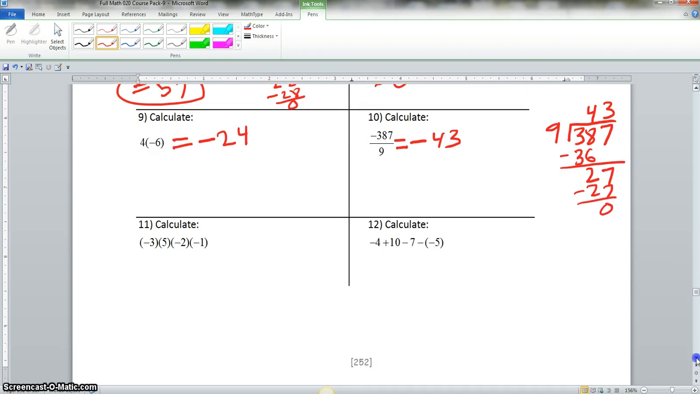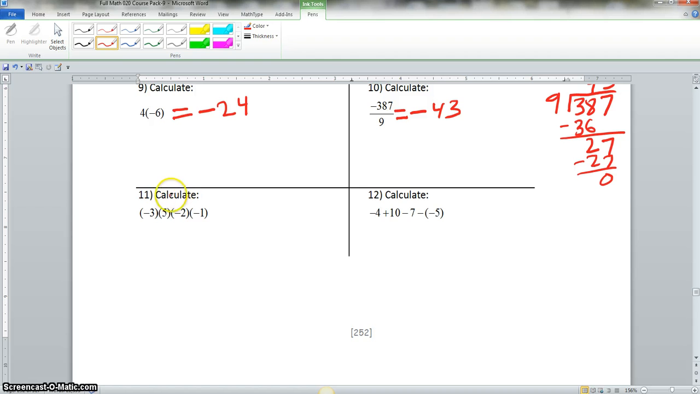Now we scroll down here to number 11. It says calculate. Now, first thing here, we notice we have all multiplication. Now what we need to do, since we have some negatives and positives, to determine if the answer is going to be positive or negative, we count how many negative signs we have. And if we have an odd amount, then we know our final answer is going to be negative. So we have 1, 2, 3 negative signs. So we know that our final answer is going to be negative. Because if it's an odd amount, it's negative. If it was an even amount of negatives, it'll be positive.